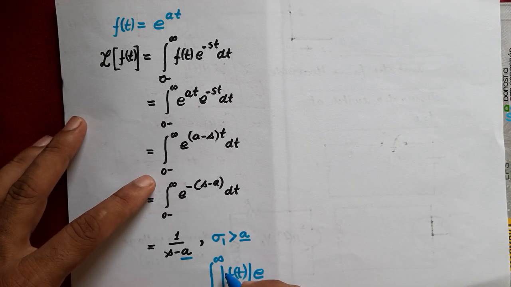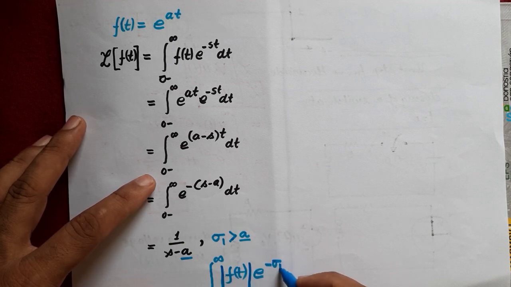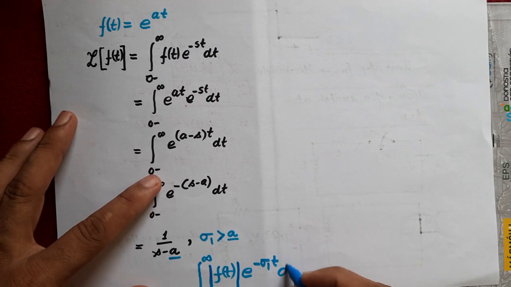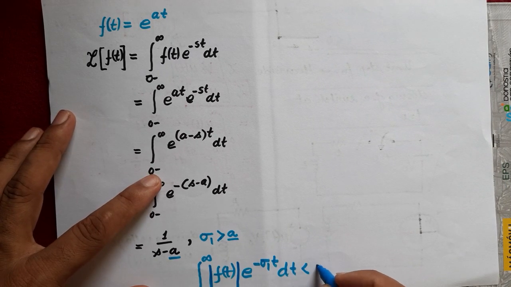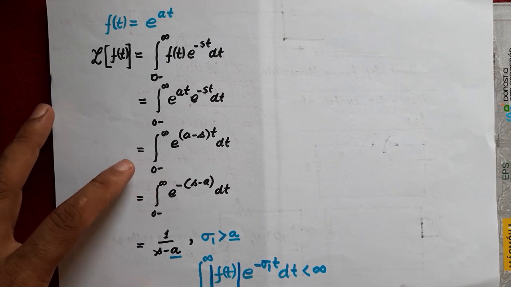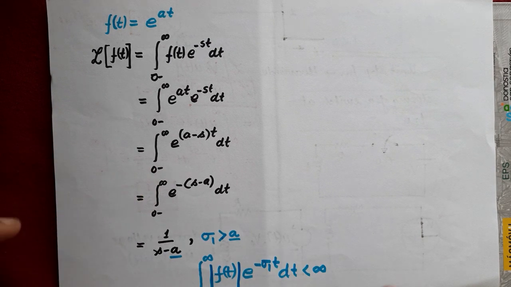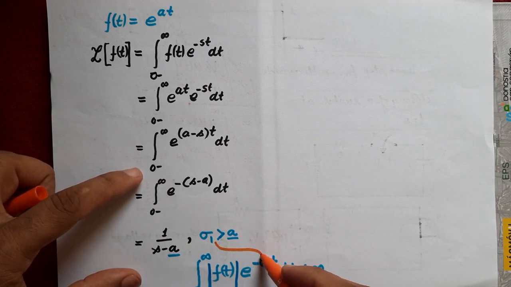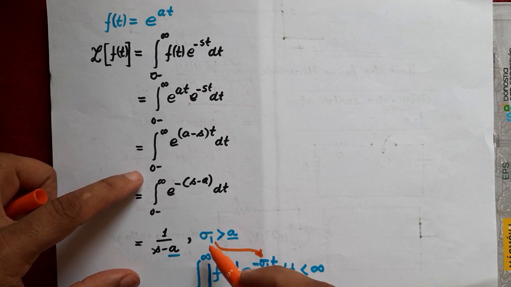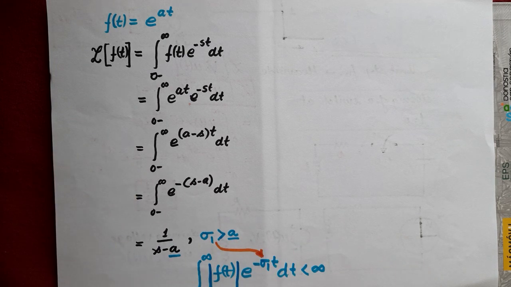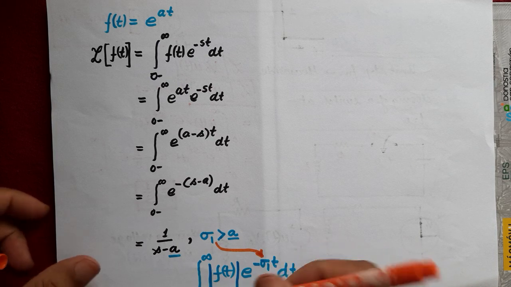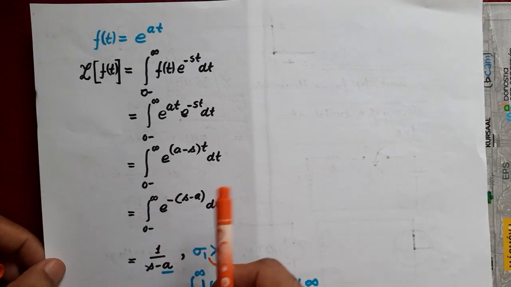That was the integral of the mod of f(t) into e to the power minus sigma 1 t dt should be less than infinity. So here the sigma 1 which is used should be greater than a. We will come to this later when we discuss the inverse Laplace transform. But now let us summarize the results we have obtained so far.